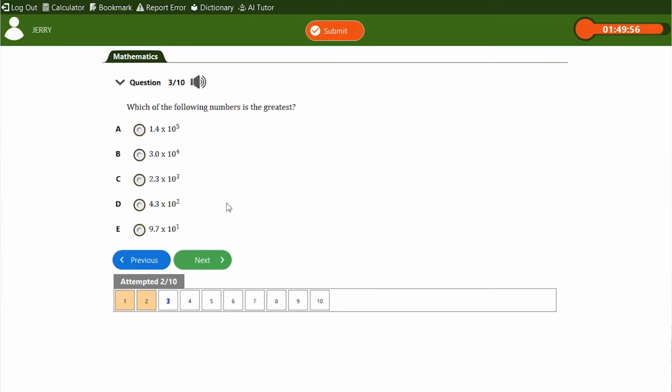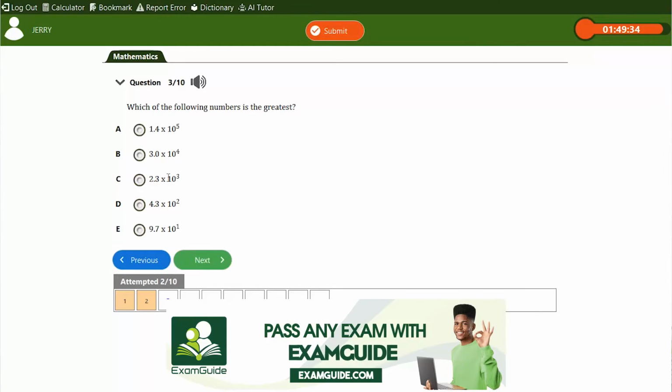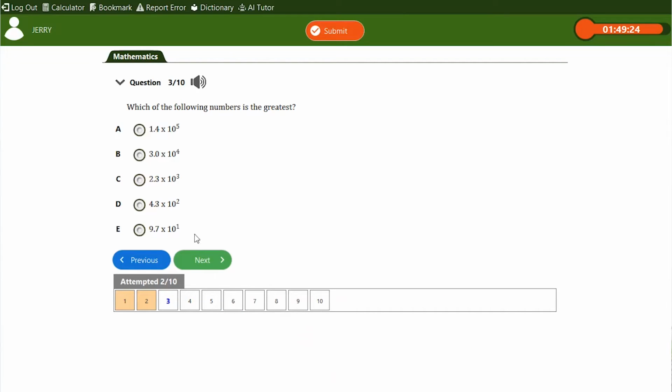This question says, which of the following numbers is the greatest? Good. Which of the following numbers is the greatest? So they gave us 5 numbers there, and they're asking us which of them is greatest. See what I want to do for you. I will write out all the numbers, they are in standard form. Look at them again. 1.4 times 10 raised to power 5, 3.0 times 10 raised to the power 4, 2.3 times 10 raised to the power 3.